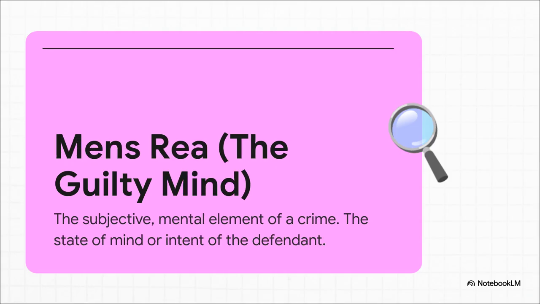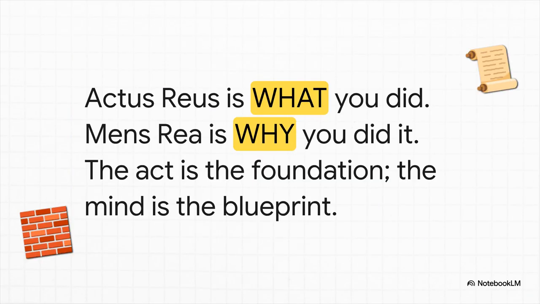And here's its partner in crime, literally, mens rea, the guilty mind. This is the subjective part, the internal blueprint. What was the architect's plan? This is the intent, the knowledge, the recklessness, or the negligence that was the engine behind the physical act. Mens rea is what separates a tragic accident from a deliberate murder, or a simple mistake from a malicious con job.